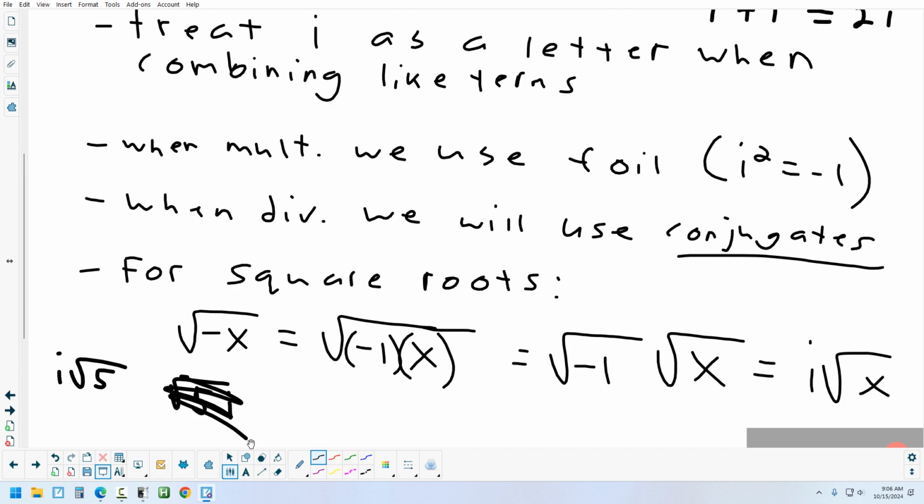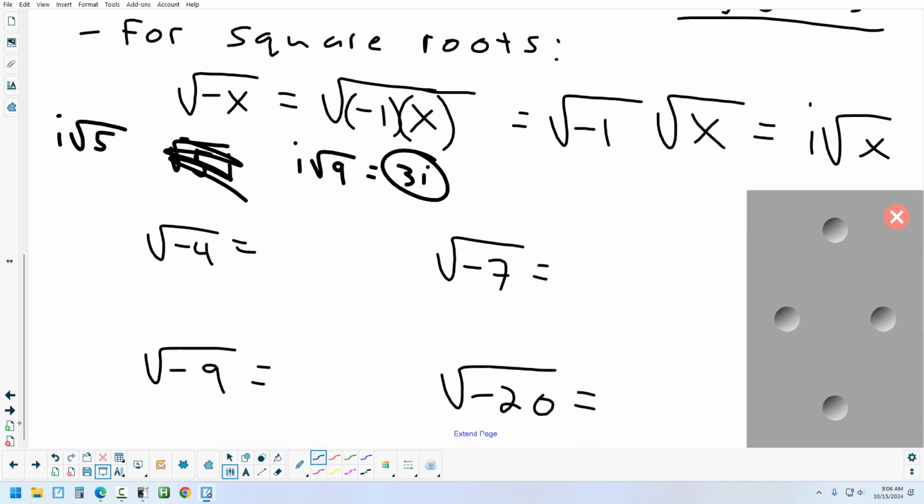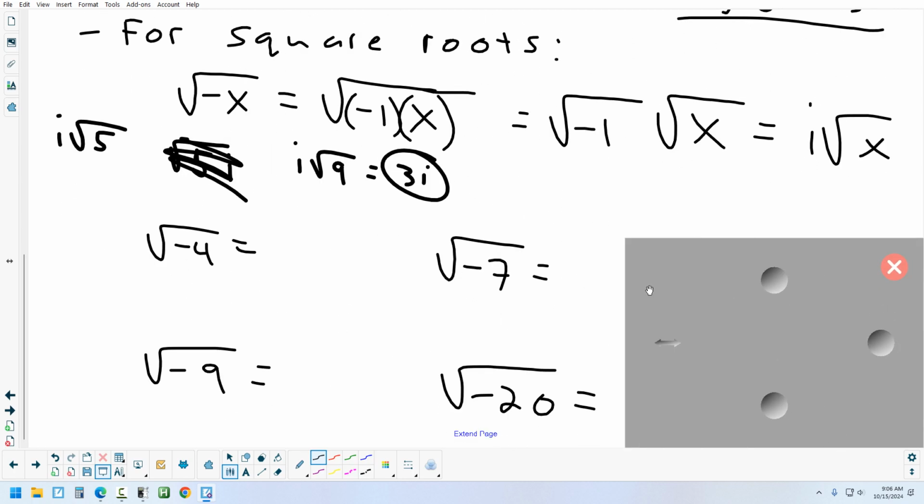Now, if you had something like i square root of 9, well, it is okay to put the i after it, because once you simplify the square root of 9, you end up with 3i. And that's a more standard way to leave the final answer. Okay, so i usually goes after the number, unless it's a root. We don't want to confuse it, so we put the i in front. Okay, let's try these.